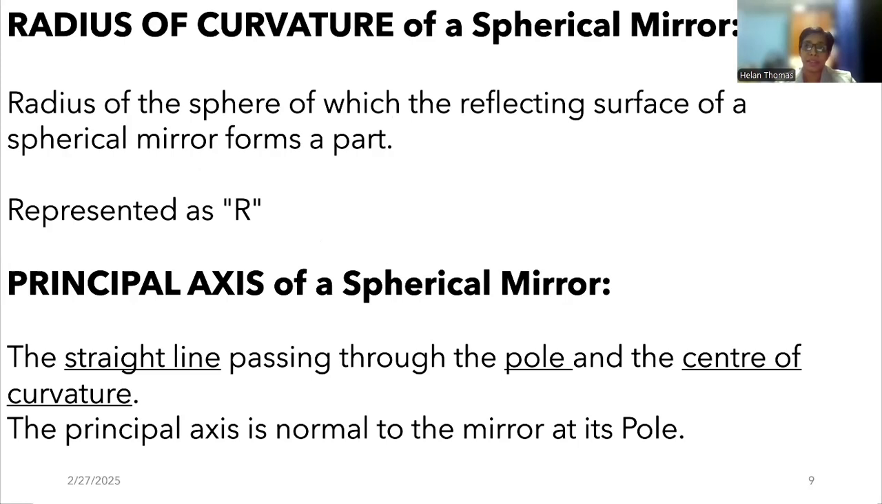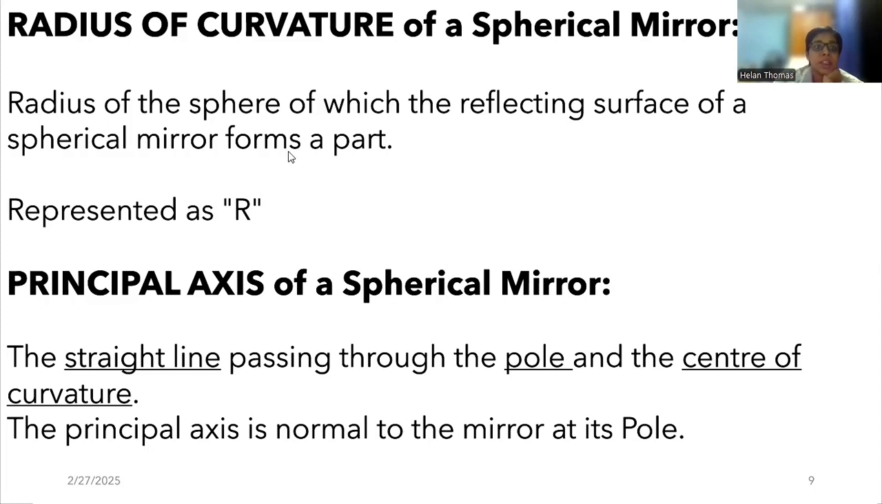So radius of curvature is nothing but, when you draw the sphere, you have the radius. The radius of the sphere is the radius of curvature. So here you locate everything based on the curvature. Curvature is nothing but the aperture of the mirror. Aperture is that total curve that belongs to the concave or the convex mirror. So the radius of curvature is represented as R. That is the radius of the sphere.